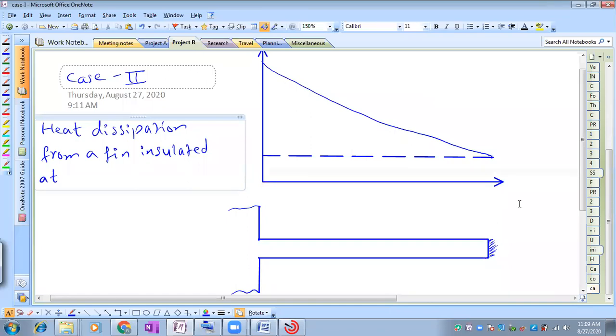So heat dissipation from a fin insulated at the tip, or we can say at the end of the fin. Sometimes it is called tip, sometimes it is called end of the fin. So this is the end of the fin. We have considered this to be the fin and this is the insulated part. So the end of the fin is insulated.